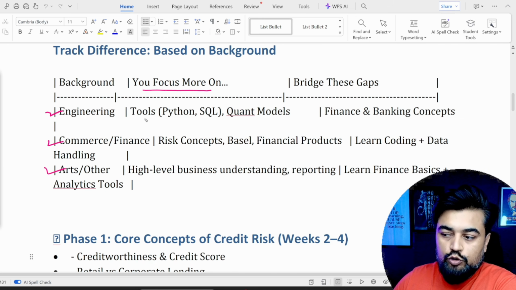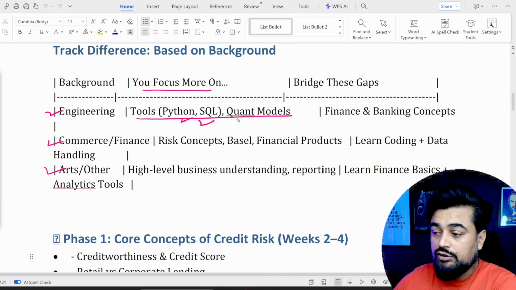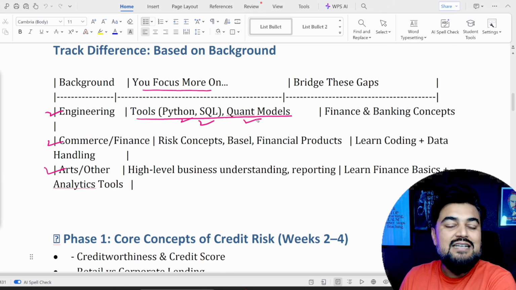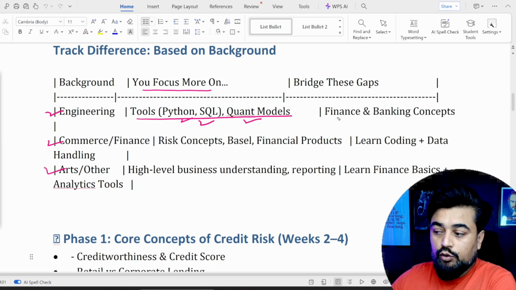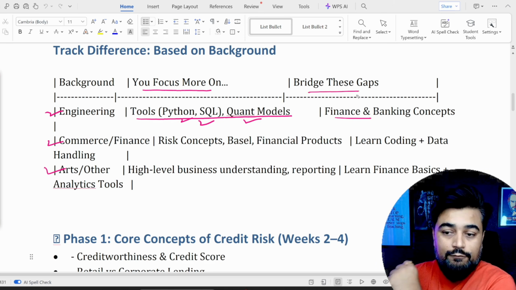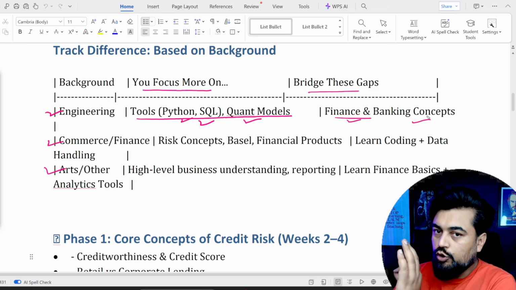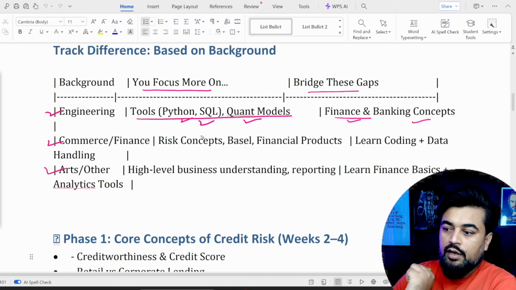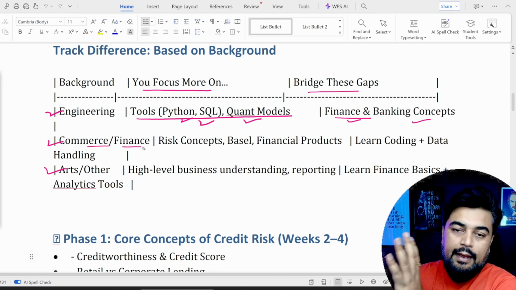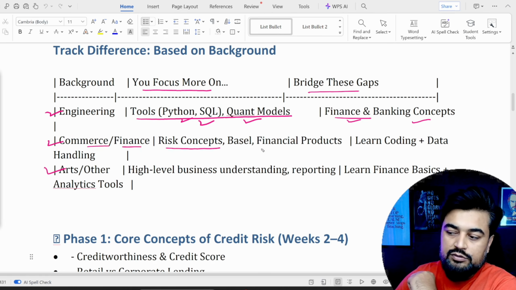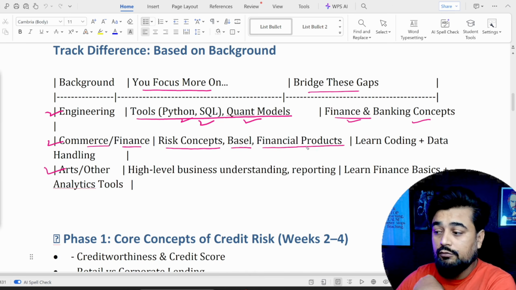If you're from an engineering background, you should know the basic programming languages or the tools like Python, SQL, which are heavily used, and then quantitative models, which are statistical models. But where you need to bridge the gap when you are an engineer, you need to learn finance and banking concepts thoroughly using different online portals. Then if you come from a commerce and finance background like an MBA or something, you need to understand the risk concepts. Then what is the Basel model, what are the financial products, how the life cycle of those products works.